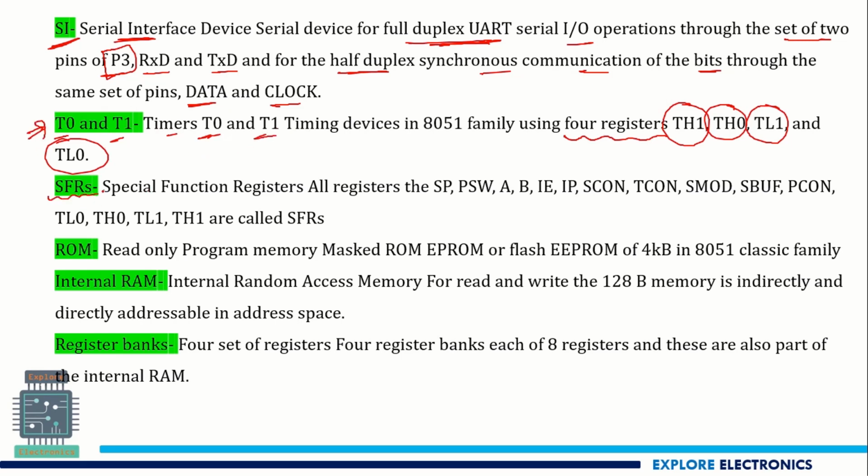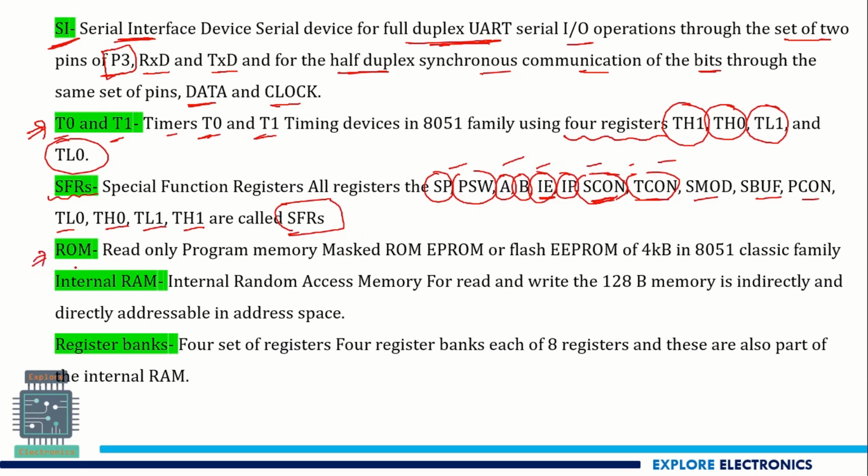And we have special function registers, as I said: stack pointer, program status word, register A, that is the accumulator, B, IE, IP, interrupt enable, serial communication port, TCON, timer control, and serial communication control. So these are the different special function registers we will be having. We call them SFRs. All these other registers are called special function registers.